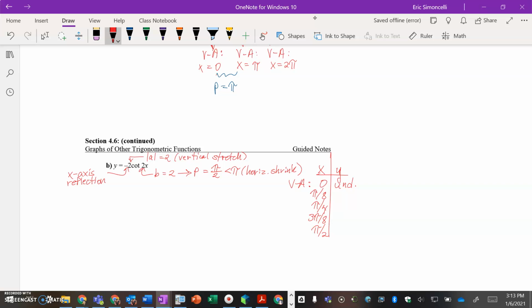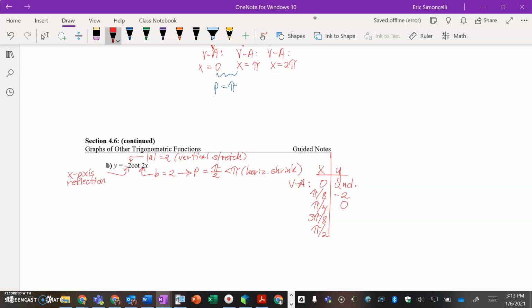When we plug in pi over 8 times 2, that's pi over 4, the cotangent of pi over 4. In other words, the cosine of pi over 4 divided by the sine of pi over 4. That simply ends up being root 2 over 2 divided by root 2 over 2, which is 1. 1 times -2, of course, is -2. We continue this process, plugging in pi over 4. 2 times pi over 4 is pi over 2. The cotangent of which is cosine of pi over 2 being 0, divided by sine of pi over 2 being 1. 0 times anything is still 0.